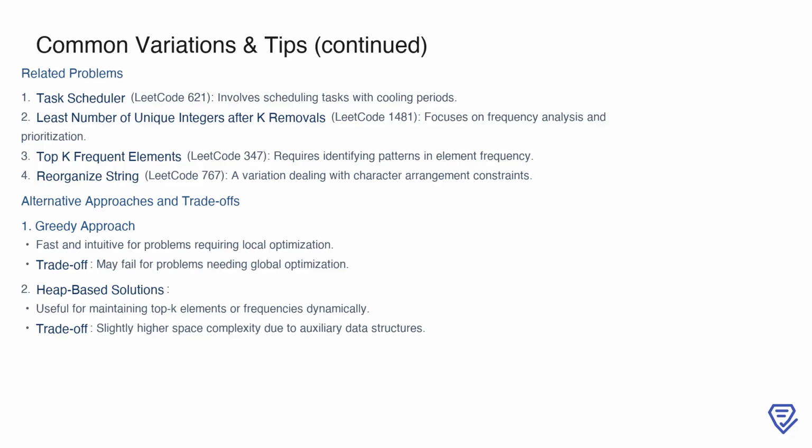Speaking of alternative approaches, a greedy approach is often fast and intuitive for problems that involve local optimization, though it may not work well for those requiring global optimization. Heap-based solutions are excellent for maintaining dynamic data, such as the top k elements or frequencies, but they do come with slightly higher space complexity. Evaluating the trade-offs of different approaches is a crucial part of developing efficient solutions.